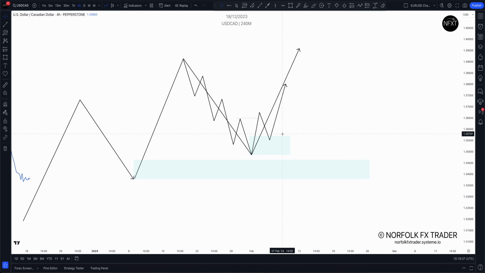Now what you're very often going to see is that the market is failing to go into this area of demand.